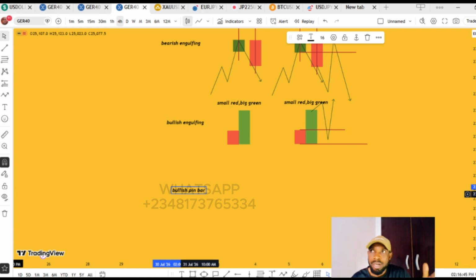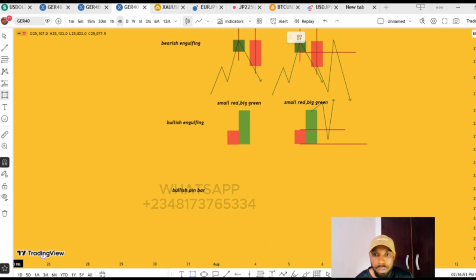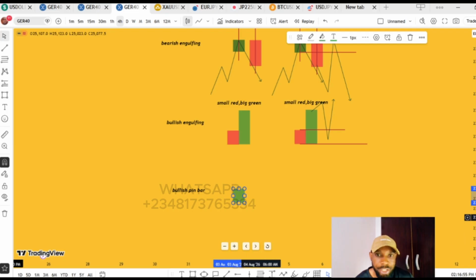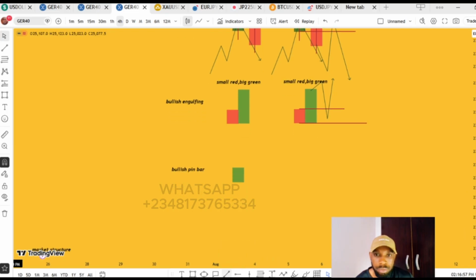Some call it harami, some any name, but just pay attention to the structure. Don't castigate other educators. We are all doing the same thing, right? So this is how a pin bar looks.